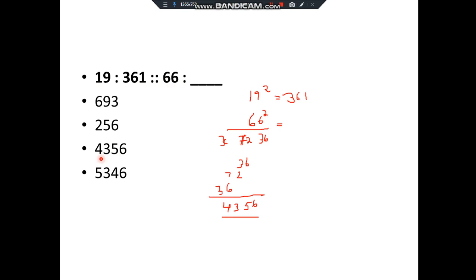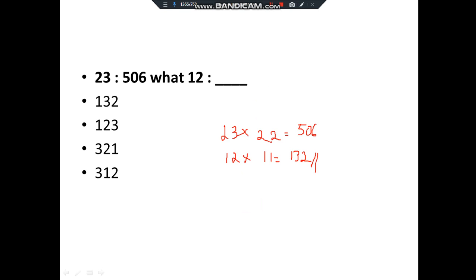You will find the answer as 4356. Next question. 23 is to 506. Similarly, 12 is to what? See, 23 into 22 is 506. So try for two options.